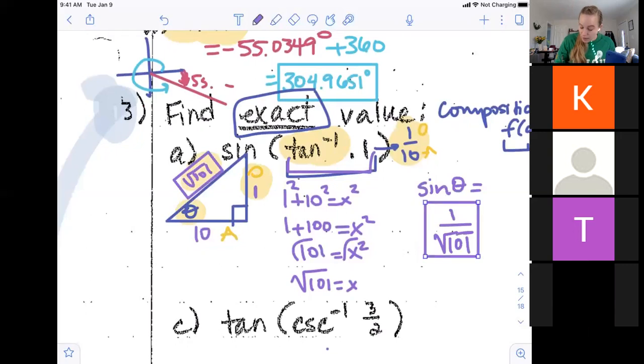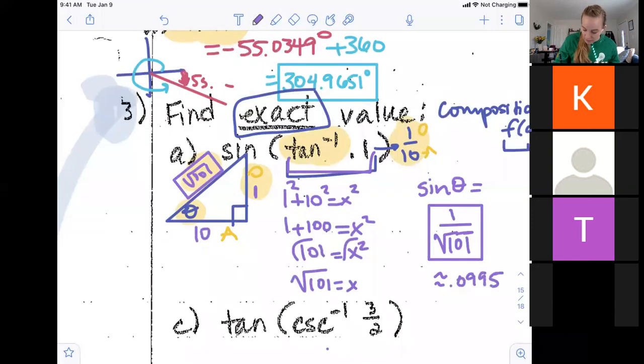However, in a second, we're going to plug it in the calculator. So while we're here thinking about this problem, let's make that a decimal just so it's going to be an easy check later on. So I'm plugging in 1 divided by radical 101 in my calculator, and I get 0.0995. So I'm going to check that in a second.